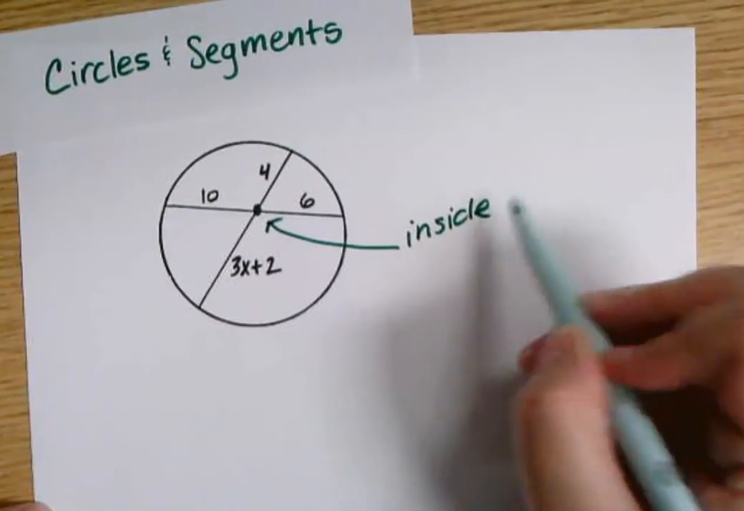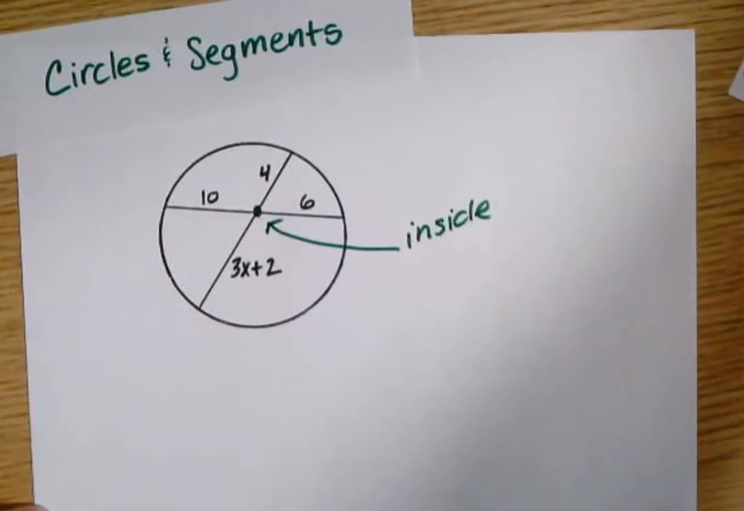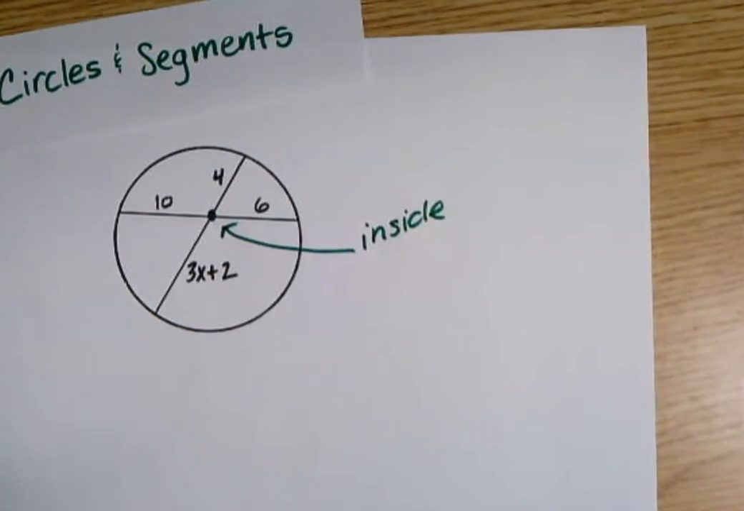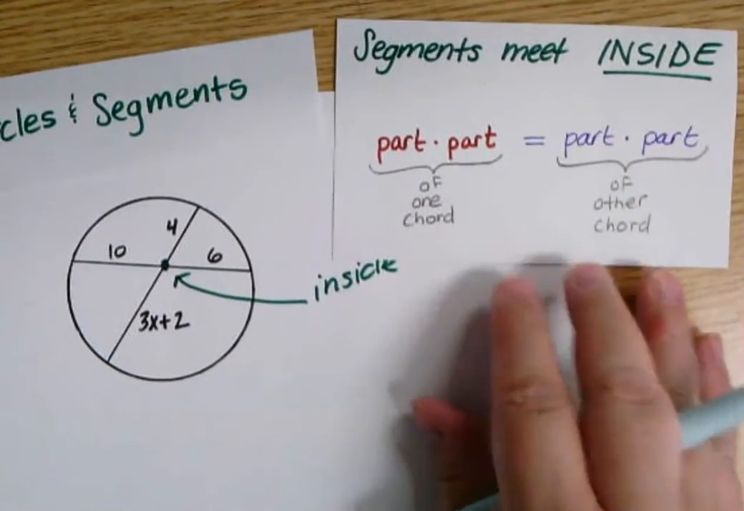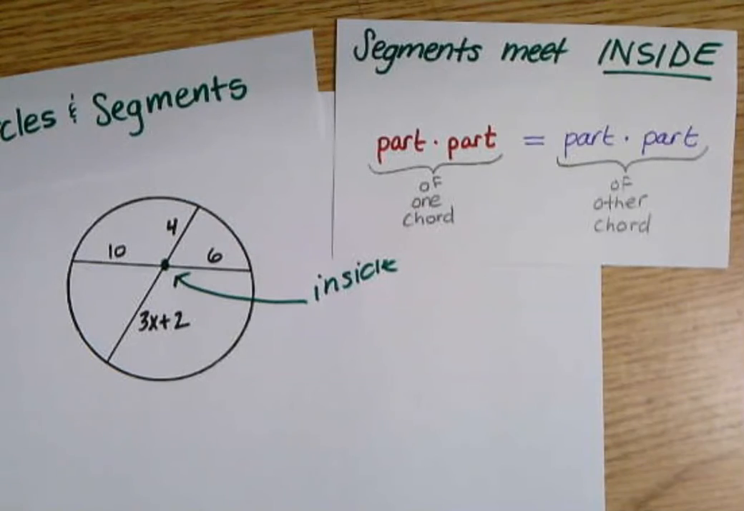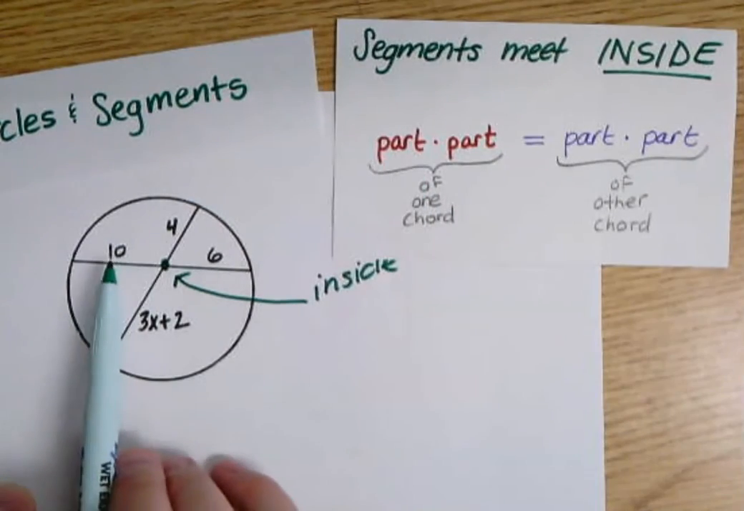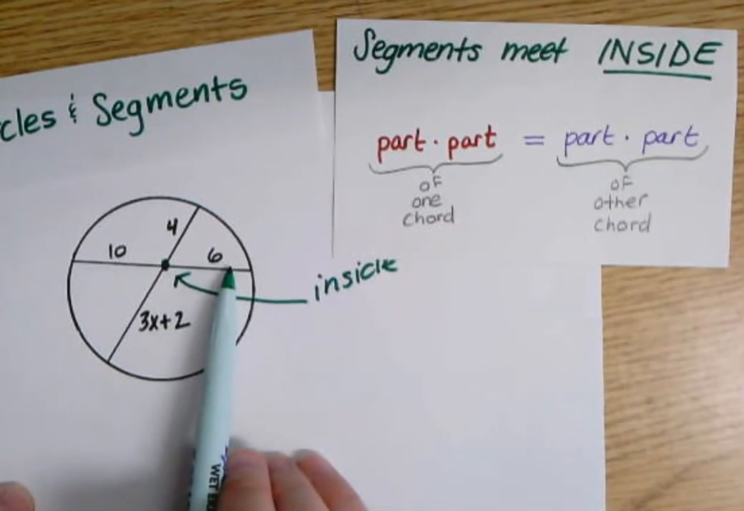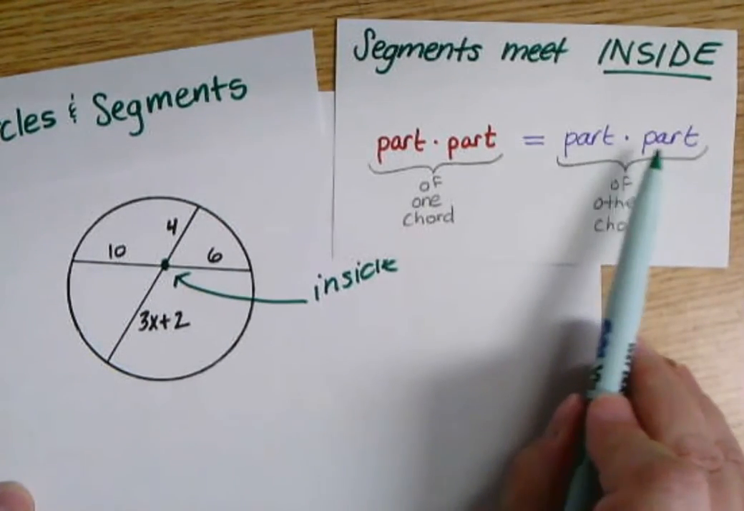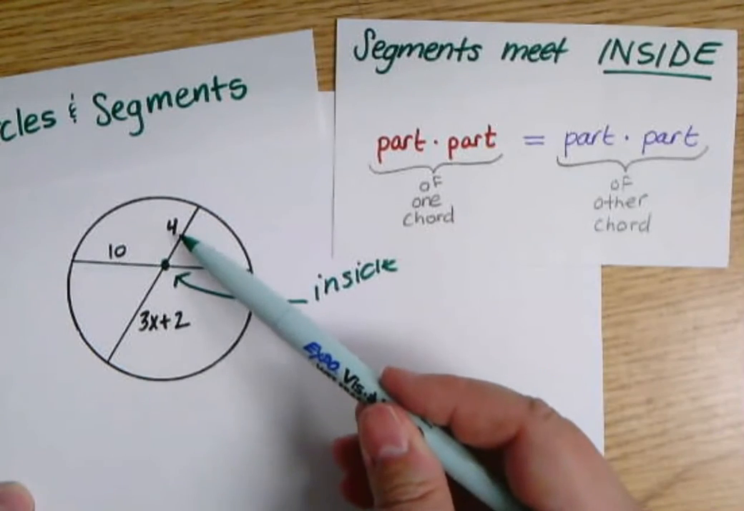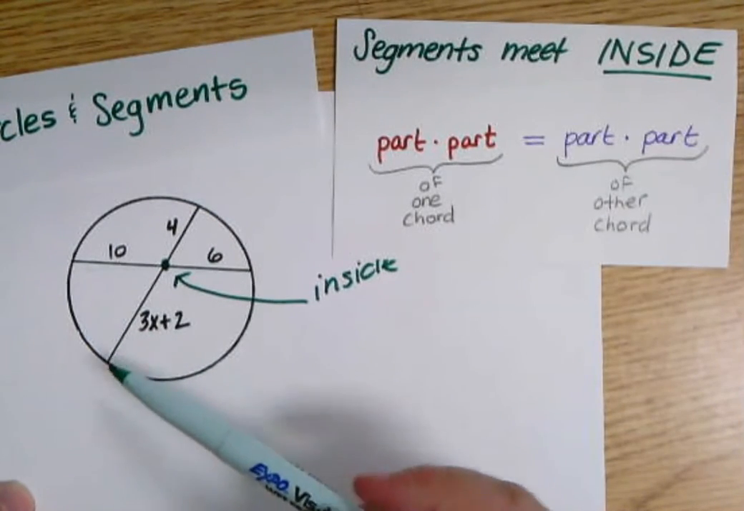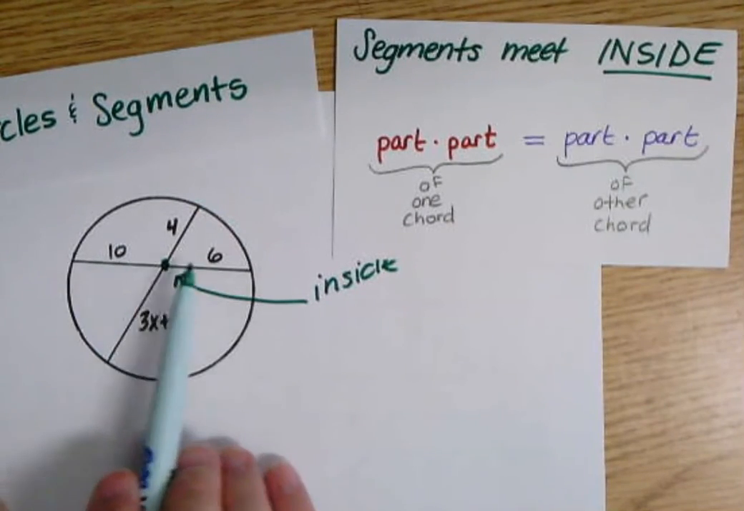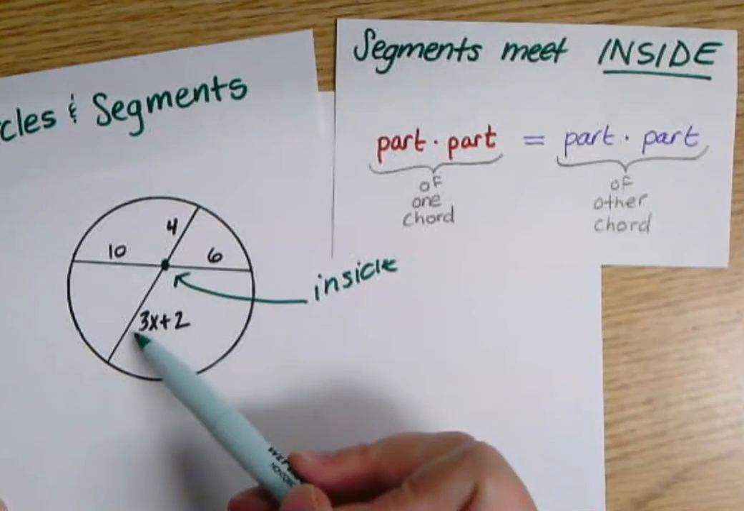This is two segments that meet inside the circle, and when they do, here is how I set things up. Oh, that's outside, sorry. Inside, here's how I set things up. When my segments meet inside the circle, I say one part times the other part of one of these chords, so 10 times 6, is equal to one part times the other part of the other chord, so 4 times 3x plus 2. It's really a way of setting up an equation that says these are proportional. So part times part of one chord equals part times part of the other chord.